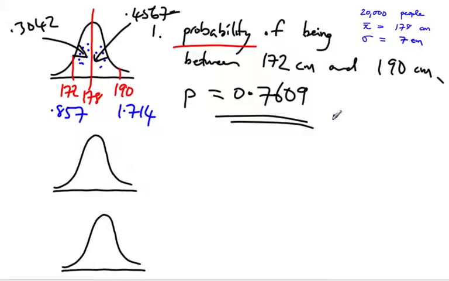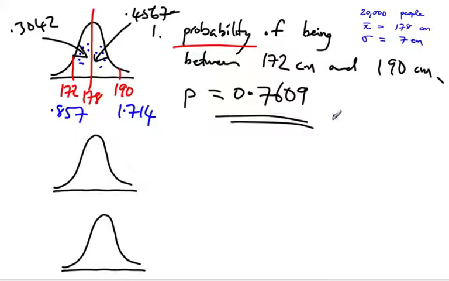Did you run through getting those blue numbers? The blue numbers, all I did was I said, how far away is 172 from 178? 6. Divide the 6 by the standard deviation. There's your number. It's the difference from the mean divided by the standard deviation. That's it.